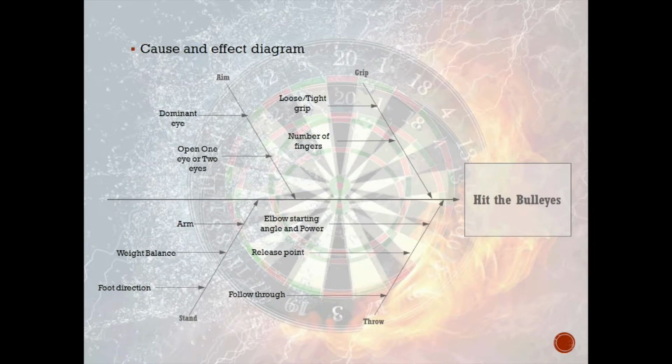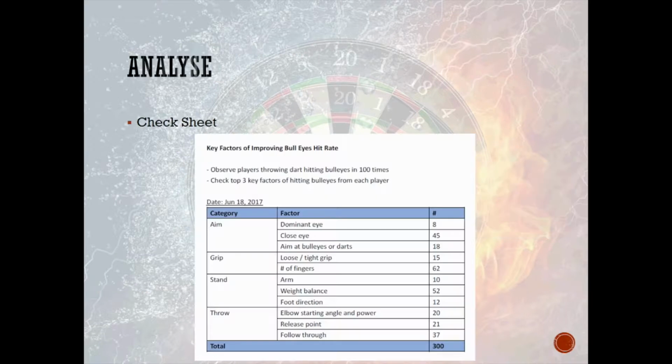This is the cause and effect diagram. There are many factors. We categorize the factors into aim, grip, stand, and throw. And this is the check sheet. In the check sheet, we collect the data. We observe the players throwing darts at bullseyes 100 times. And we need to check the top 3 key factors of hitting bullseyes from each player.